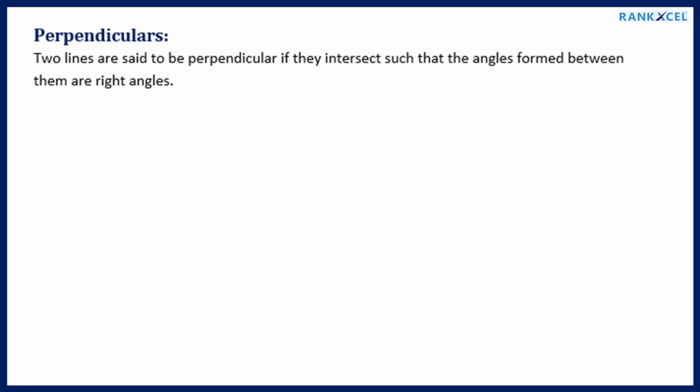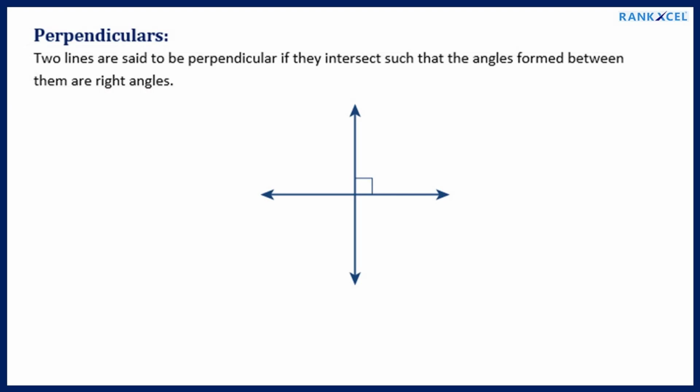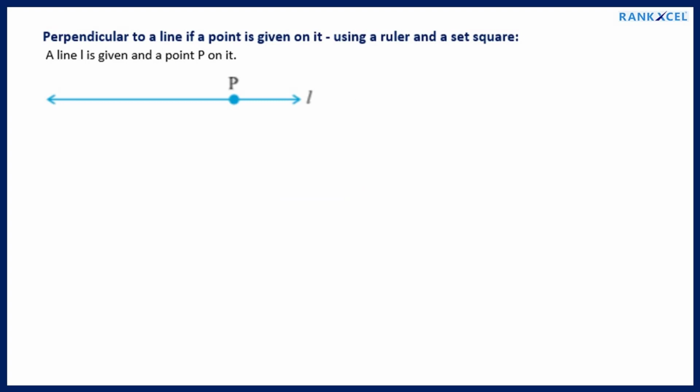Perpendiculars. Two lines are said to be perpendicular if they intersect such that the angles formed between them are right angles. Perpendicular to a line if a point is given on it, using a ruler and a set square. A line L is given and a point P on it.